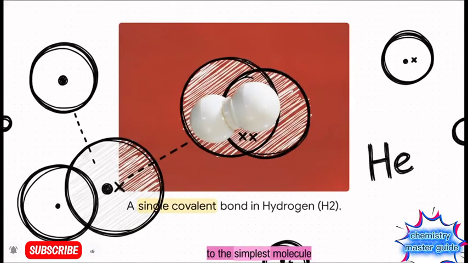Let's strip it back to the simplest molecule in the universe, hydrogen gas, or H2. Each hydrogen atom only has 1 electron, but it really wants 2 to be stable, just like the noble gas helium. So 2 hydrogen atoms overlap their shells, bringing their single electrons together into a shared pair, 1 dot, 1 cross. That is one single covalent bond, perfectly completing the shells for both of them.